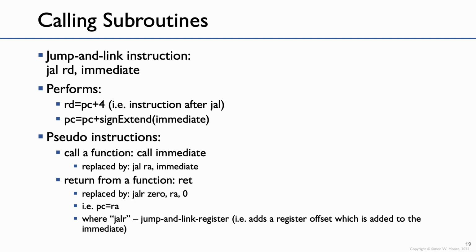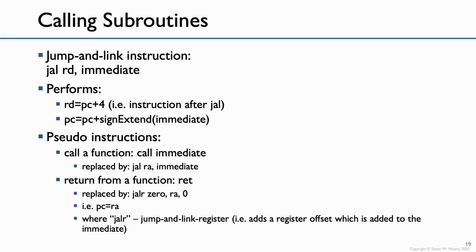What this actually does is it performs the following operation. Firstly, into the RD register, which is basically going to be the return address, it stores the program counter plus 4. In other words, the program counter at which JAL was fetched plus 4, and that gives us the instruction after the JAL instruction, in other words where to return to, having done the subroutine. And then to the program counter we add a sign-extended immediate.